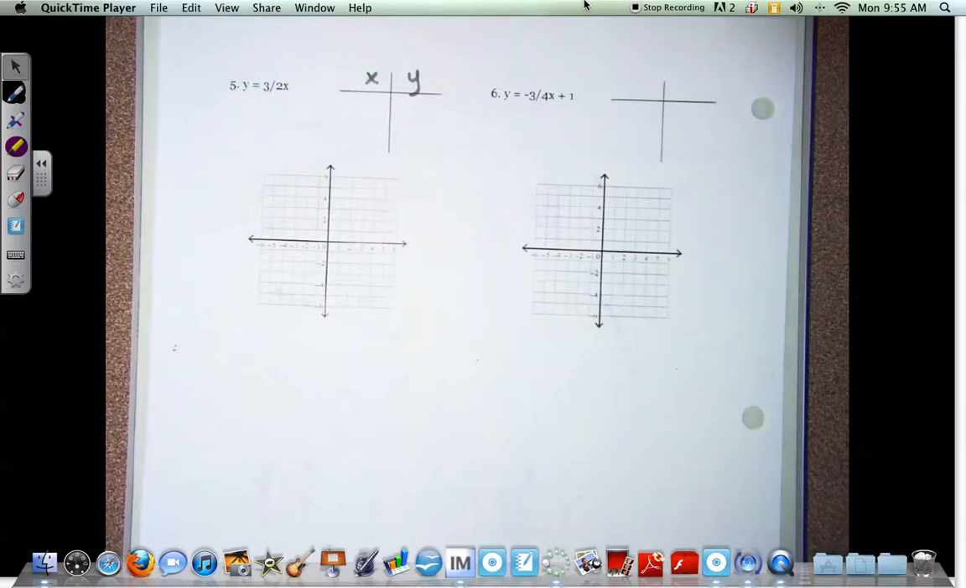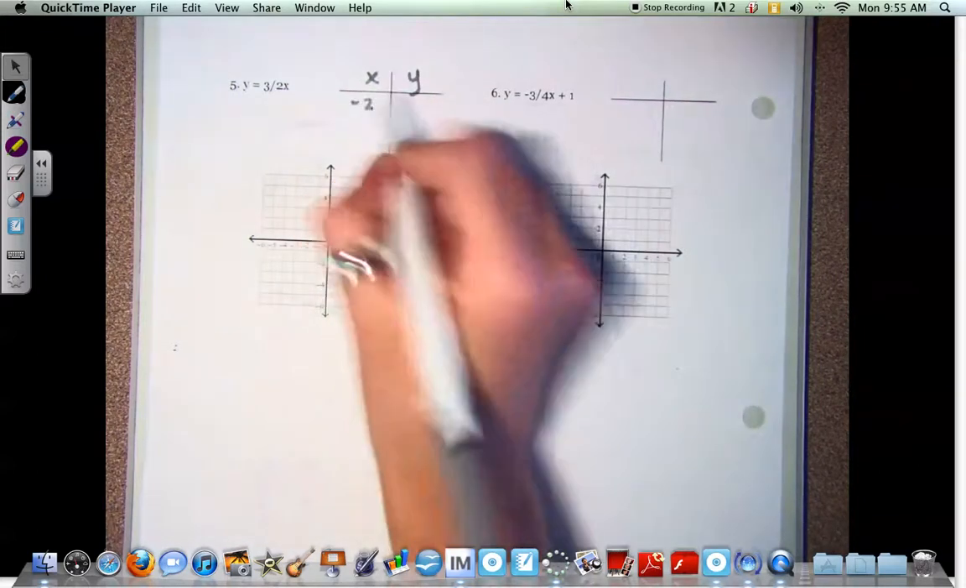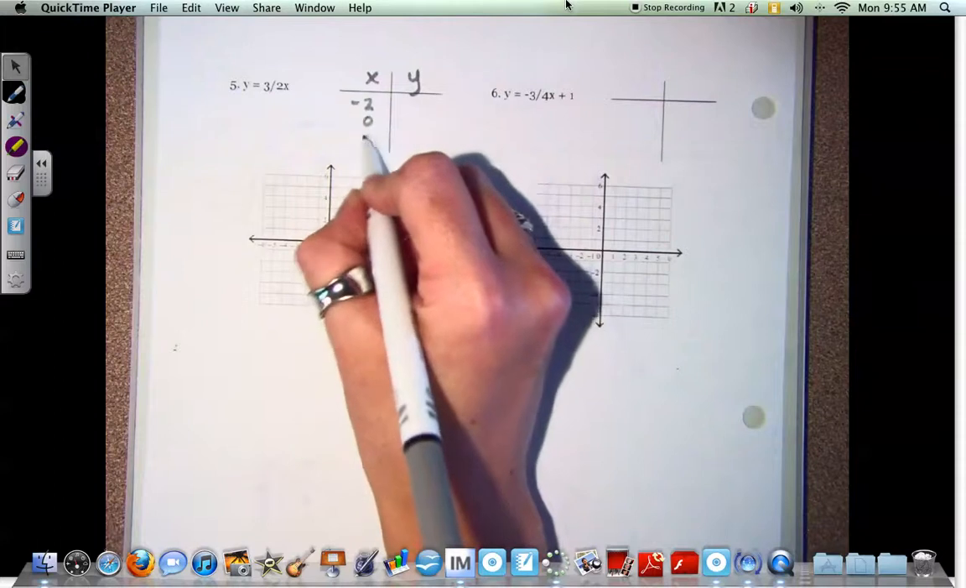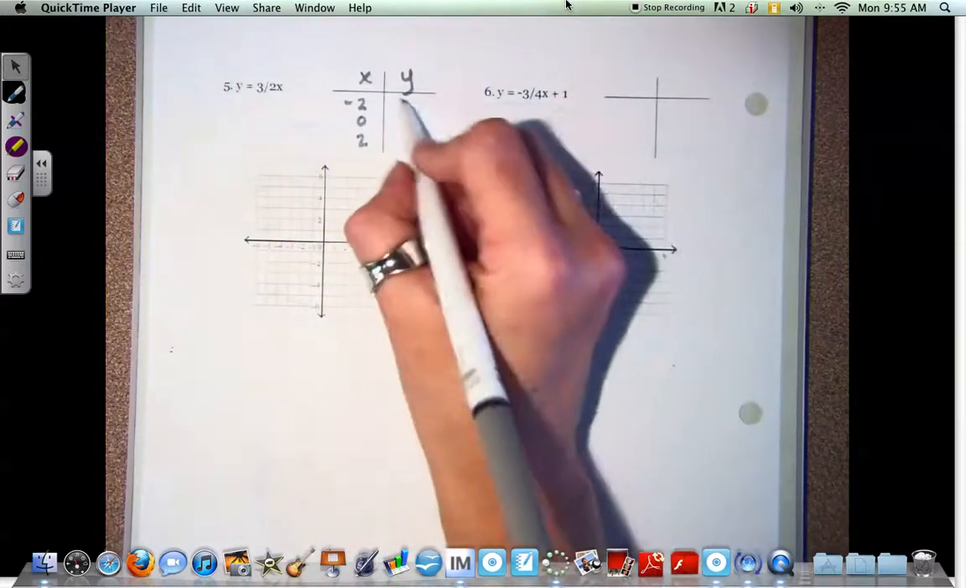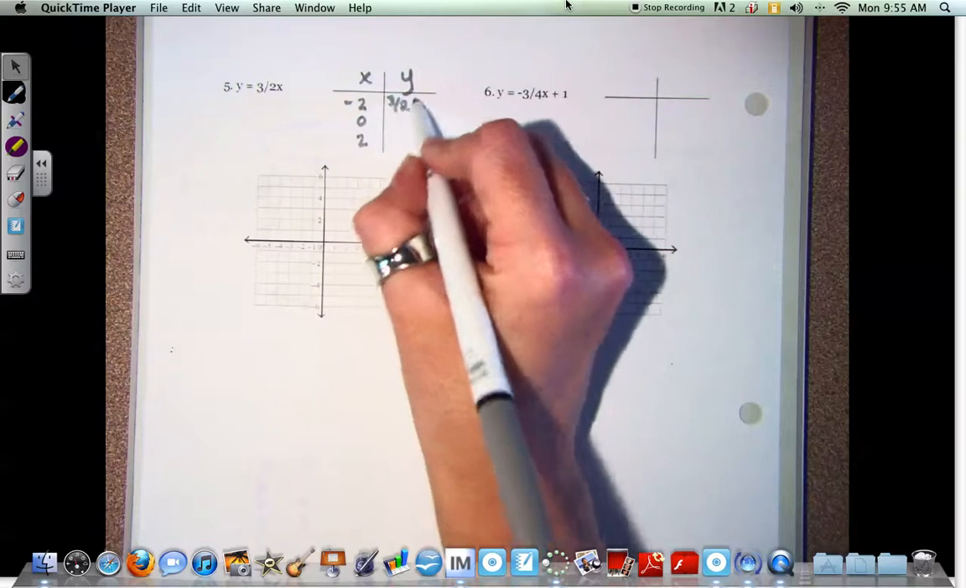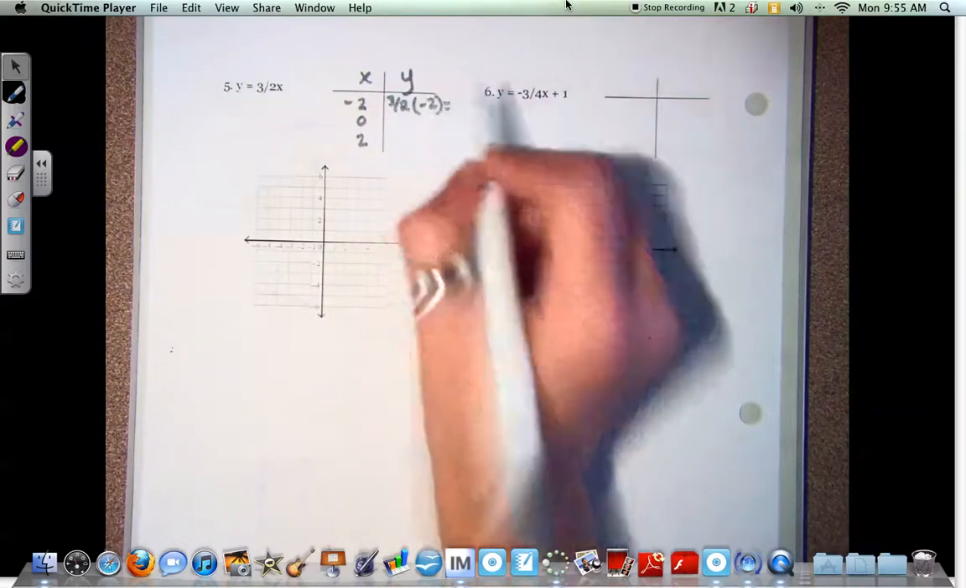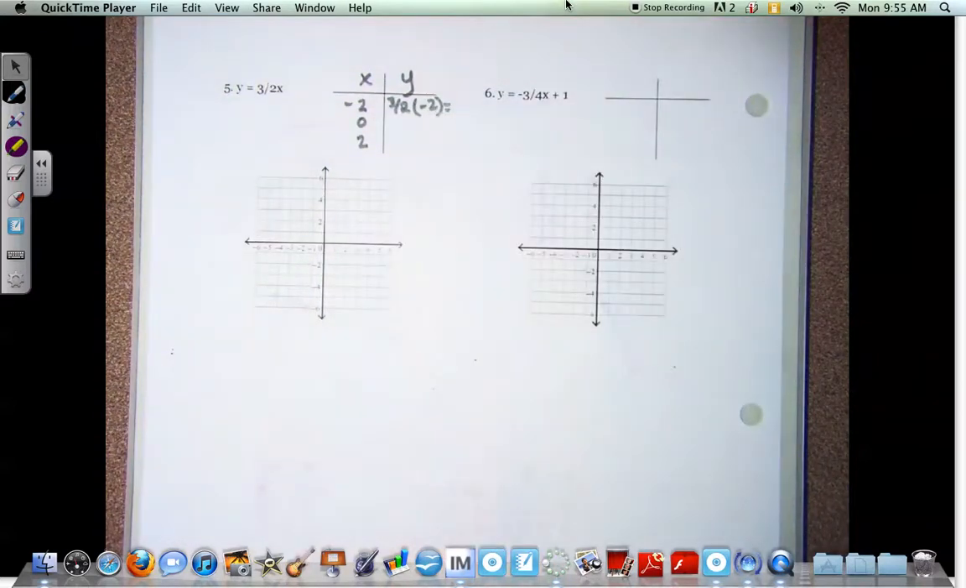All right, I have a fraction. So I'm going to use multiples of 2. So -2, 0, and +2. So I have 3/2 times -2. What does that give me?